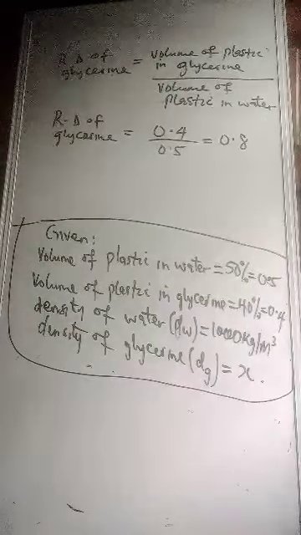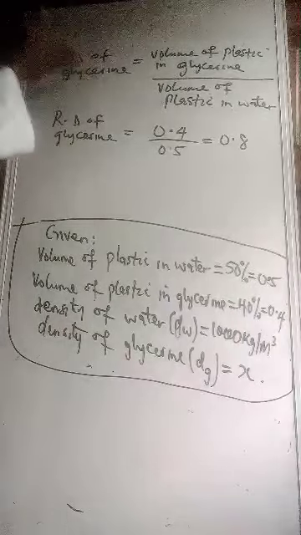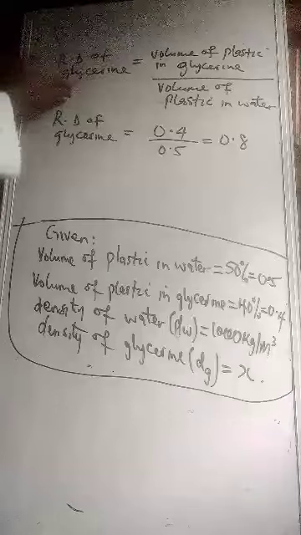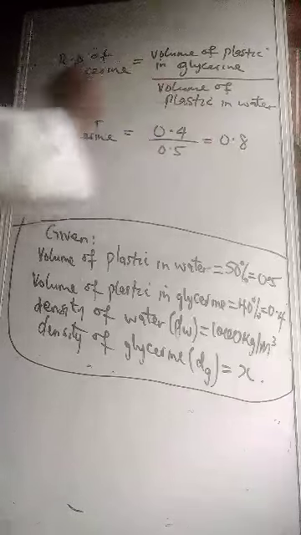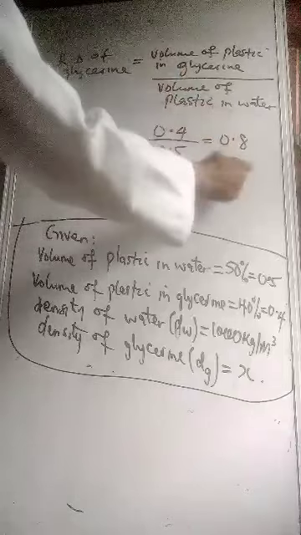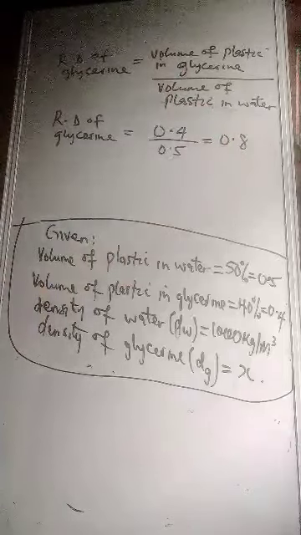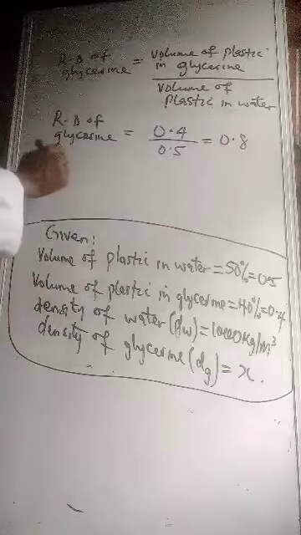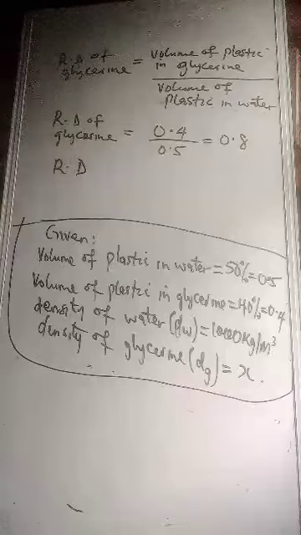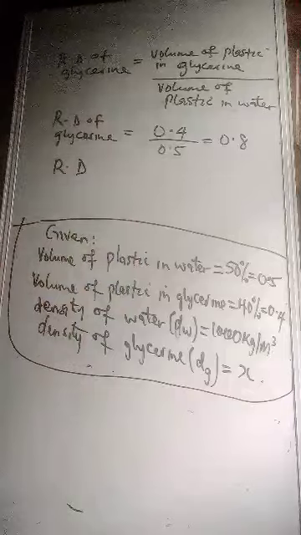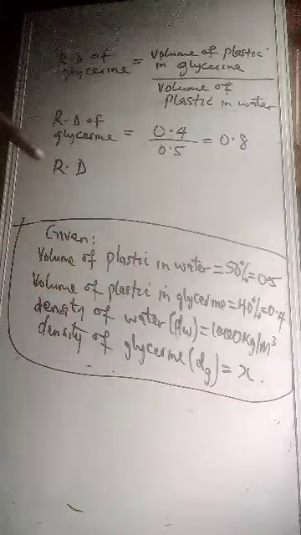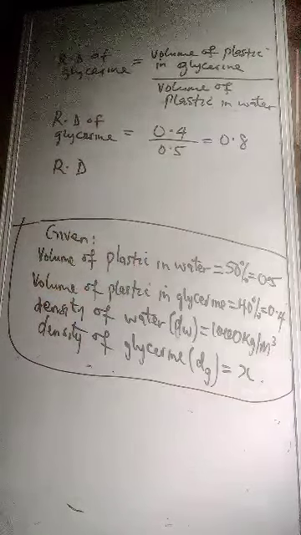All right. Applying the formula for the relative density of glycerin, that would be 0.4 over 0.5, which will give us 0.8. So since this is the relative density of glycerin, it is now what we'll use to find the density of glycerin we are looking for, by using another formula of relative density, which says density of the body over density of water.